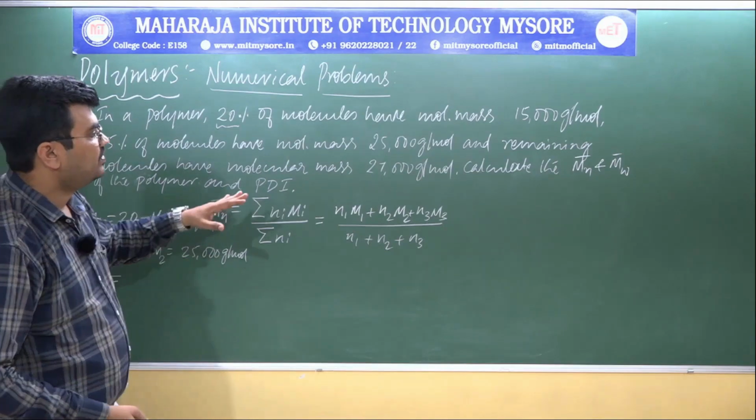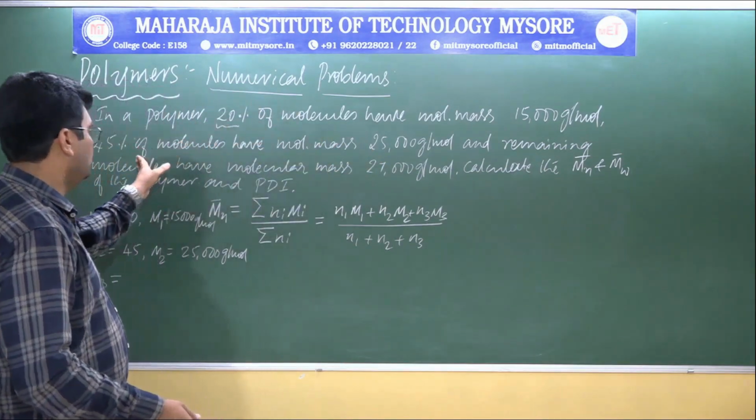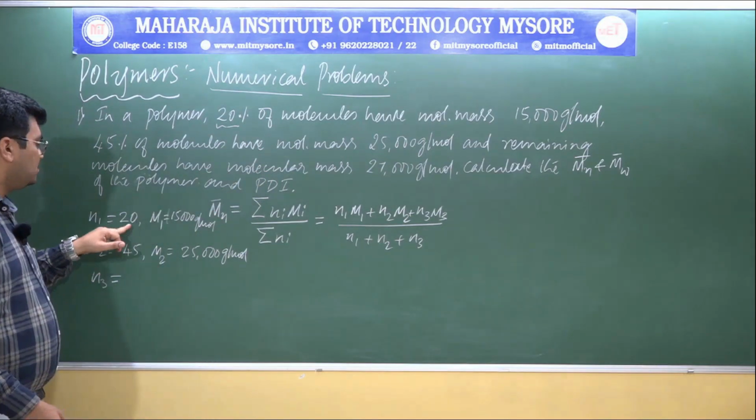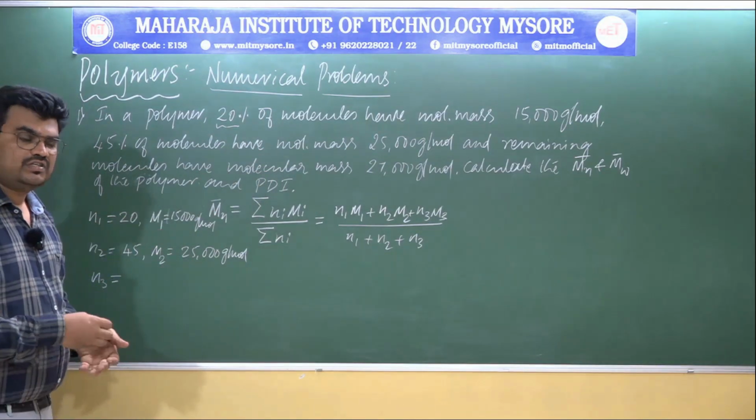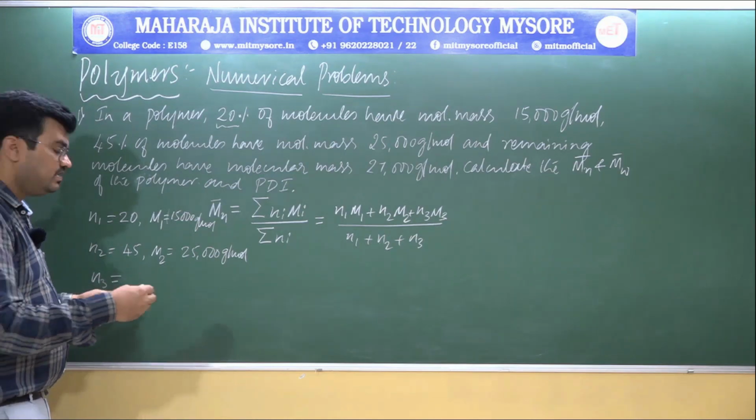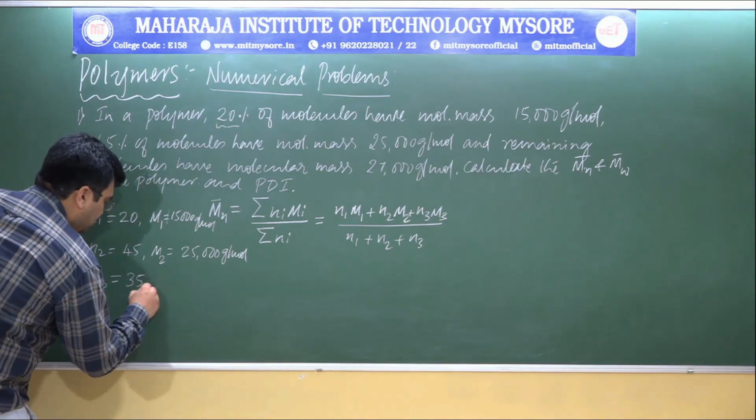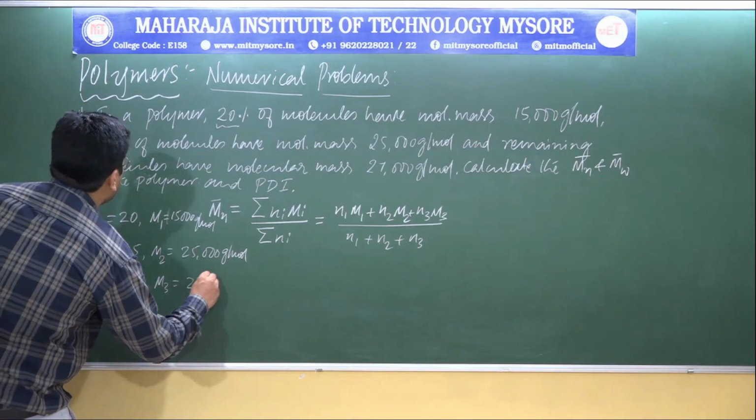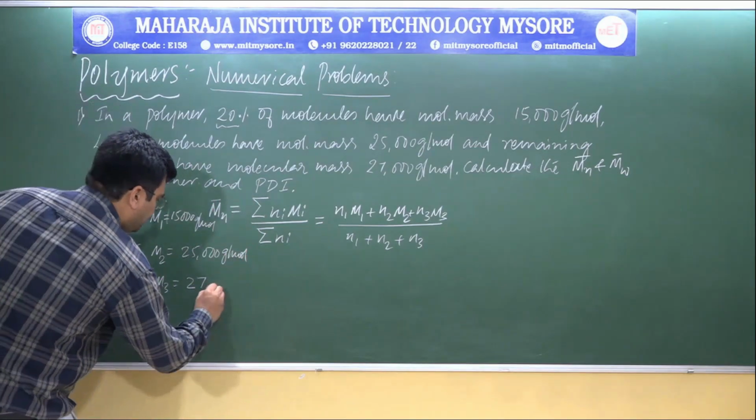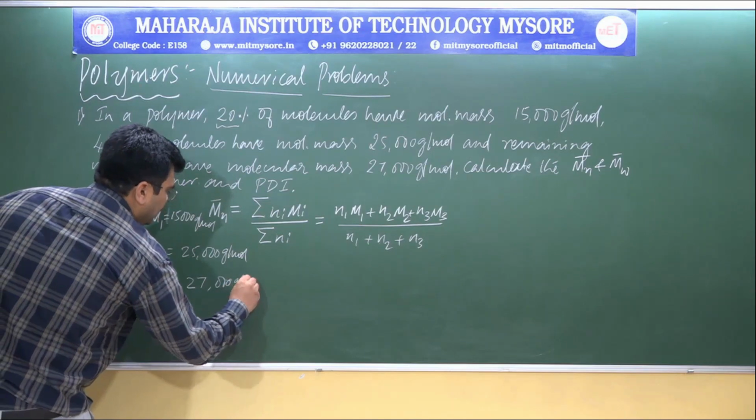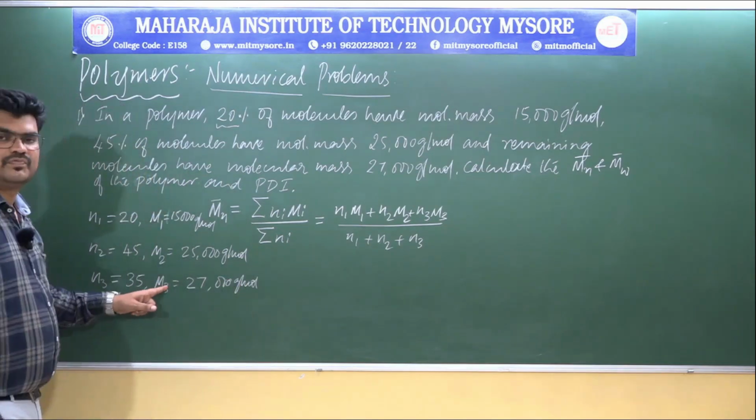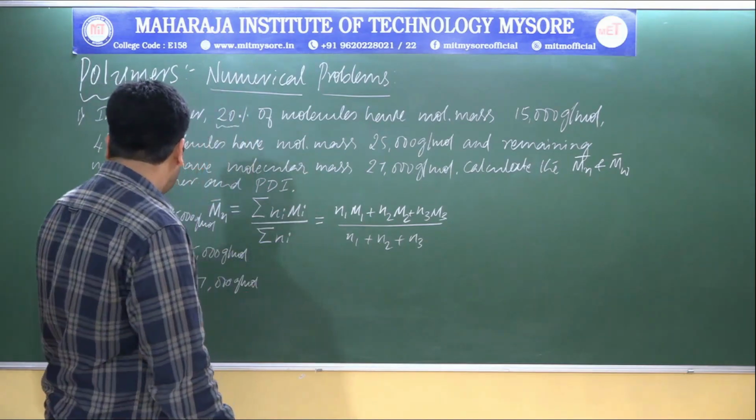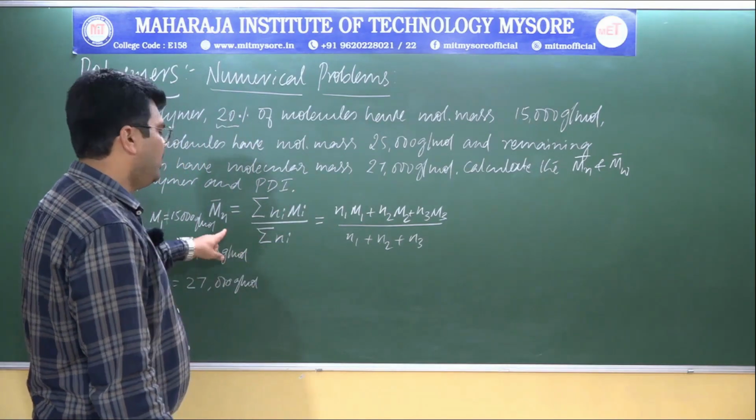So very wisely they have given, what they said is remaining molecules have the molecular mass. Remaining means, 45 plus 20 is 65, and remaining out of 100 is 35. So 35 is the N3 value, and M3 they have already given, it is 27,000. Okay, so now we are ready with the data. Simply you need to substitute into this equation so that we can get the value, right?